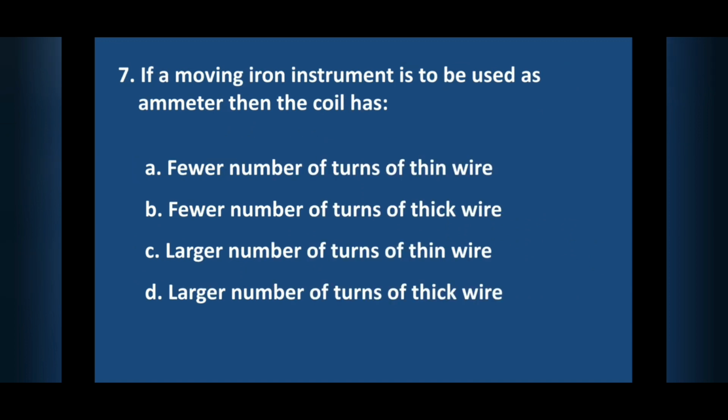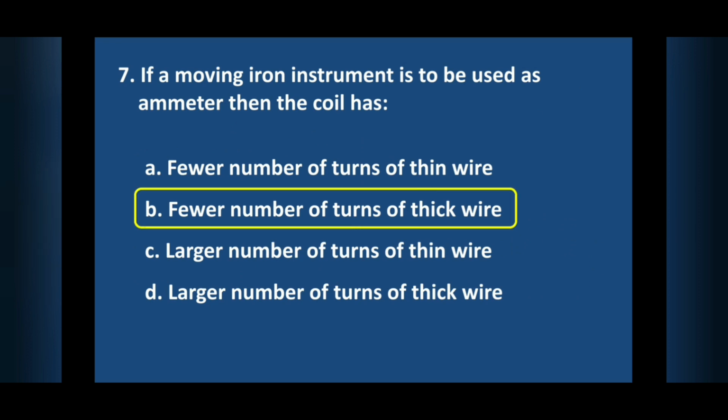Question number 7. If a moving iron instrument is to be used as ammeter, then the coil has. Answer is option B, fewer number of turns of thick wire.